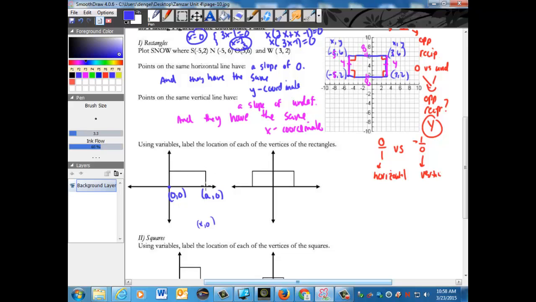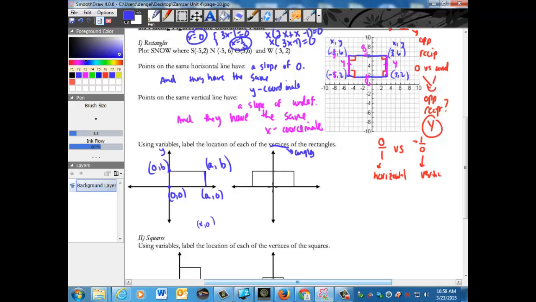Then points that lie on the same vertical line have the same x coordinate, so this is going to be a comma. Now this time we're going to go up on the y-axis. Usually we would say that this is point y. We're actually going to use the letter b for y. All right, so we get a comma b, and then this point would be 0 comma b. All right, and remember that the term vertices means angles. So using variables, label the location of each of the angles of the rectangles.